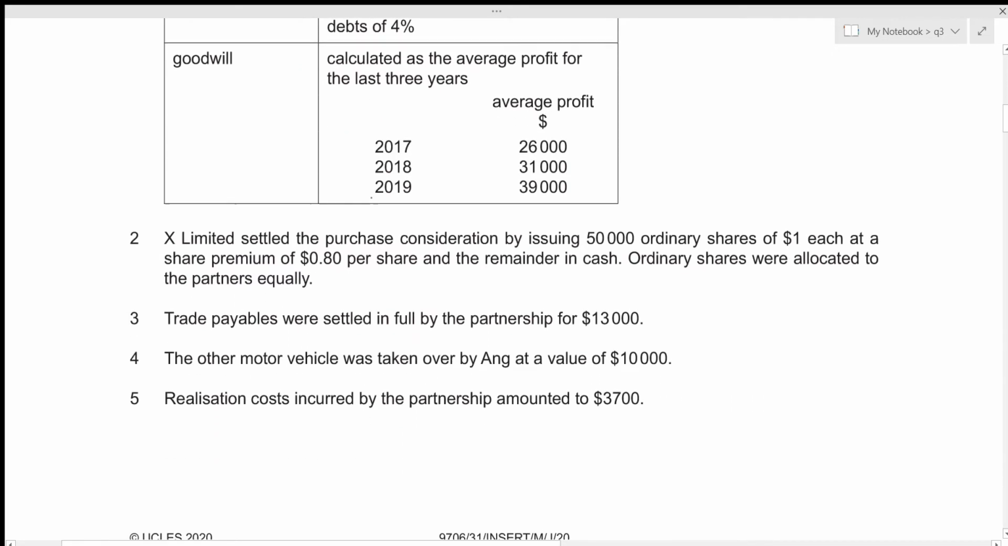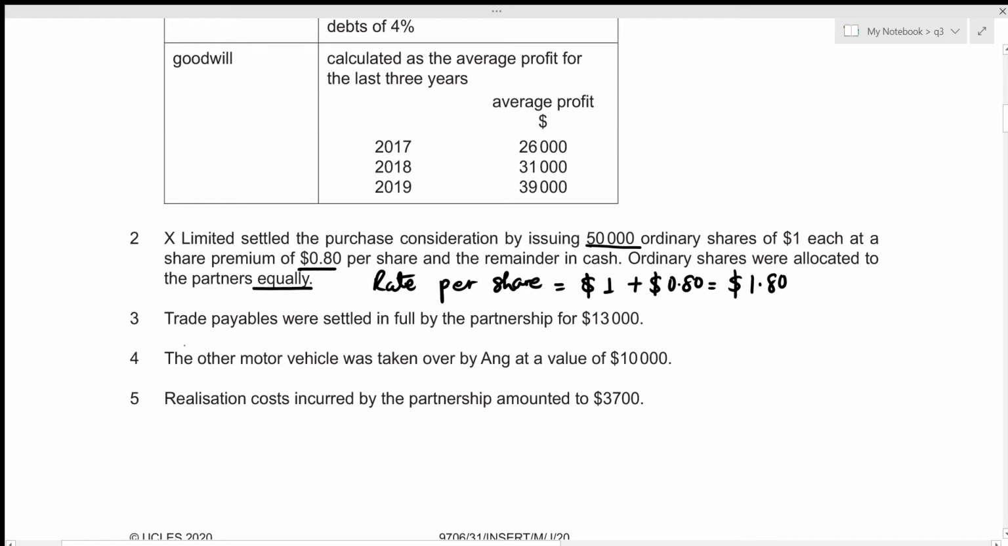Then we are told that X Limited settled the purchase consideration by issuing 50,000 ordinary shares of $1 each at a share premium of 0.80 per share. So the total rate per share, including the share premium, would be the nominal rate of $1 plus the share premium rate of $0.80, which results in the value of 1.80. Okay, and the remainder in cash, ordinary shares are allocated to the partners equally.